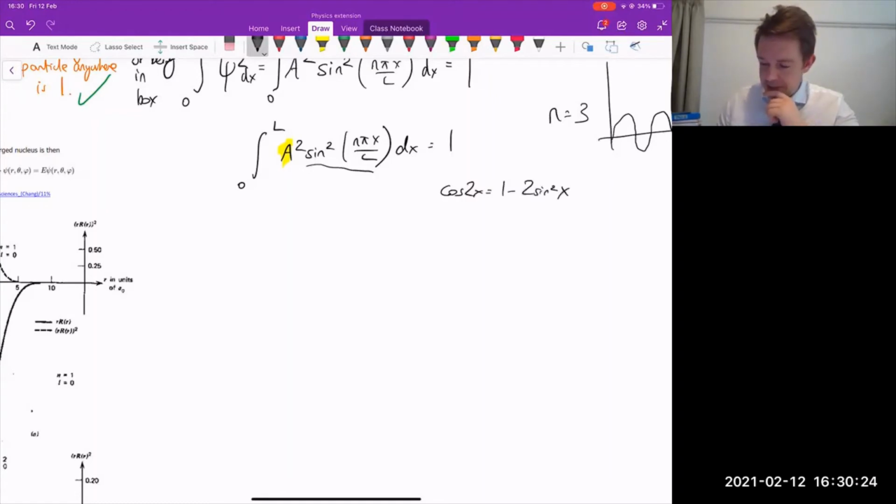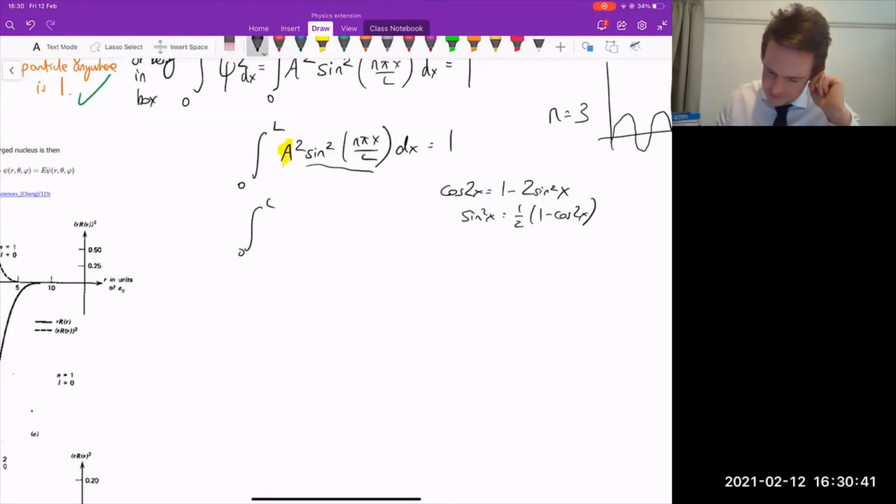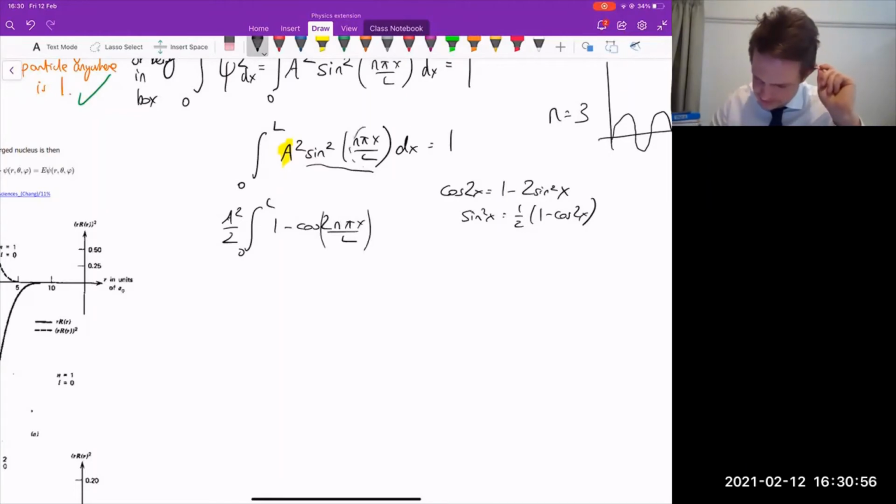And so you can rewrite sine squared x as 1/2 times 1 minus cos 2x. And that is something that can be integrated easily. So the a squared over 2 comes out the front because they're constants. Then you get 1 minus cos 2x. Oh, in fact, it's not just x, is it? It's 2n pi x over L, because this is inside the sine squared, dx equals 1.